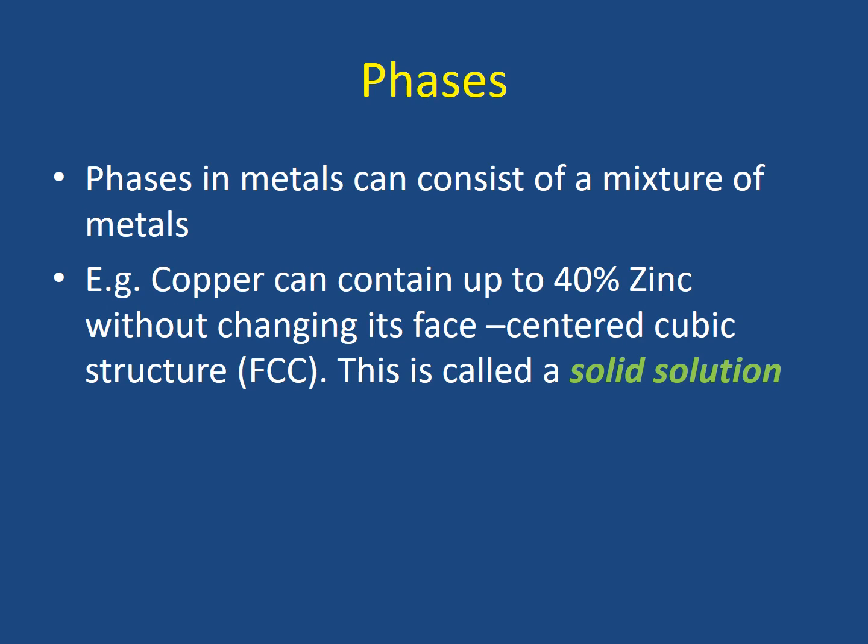A phase may have more than one component, as does saline, for instance, which is an aqueous solution of sodium chloride. Similarly, phases in metals can consist of a mixture of metals. Copper can contain up to 40% zinc without destroying its FCC structure. Such a solid solution, as it's called, will satisfy some special conditions.